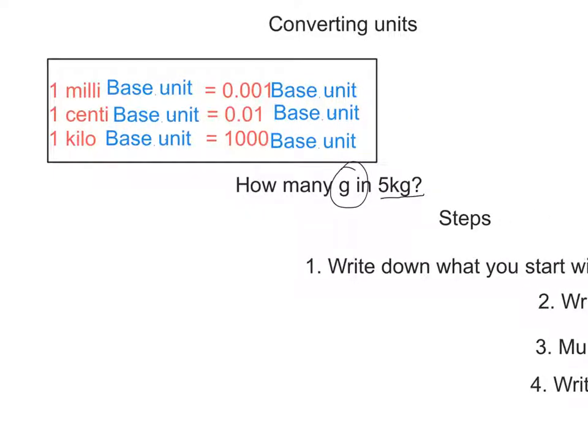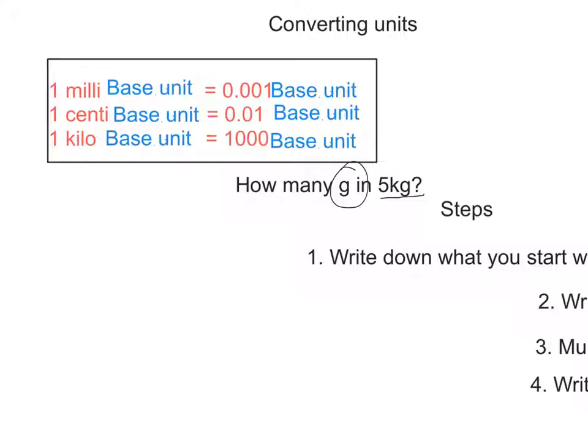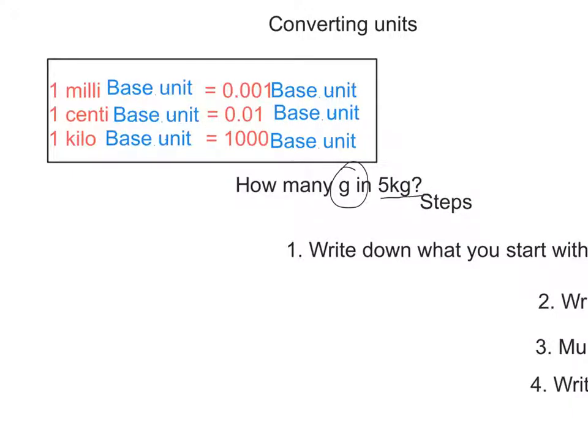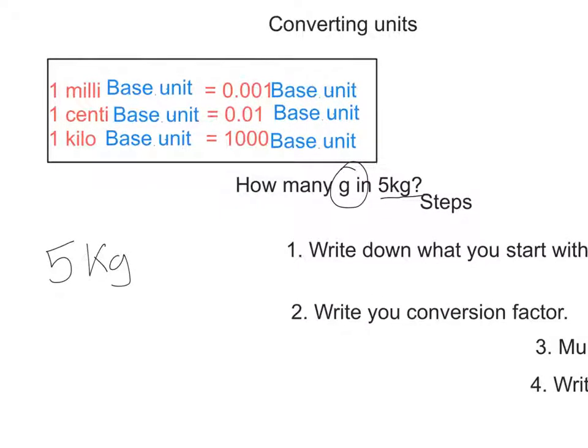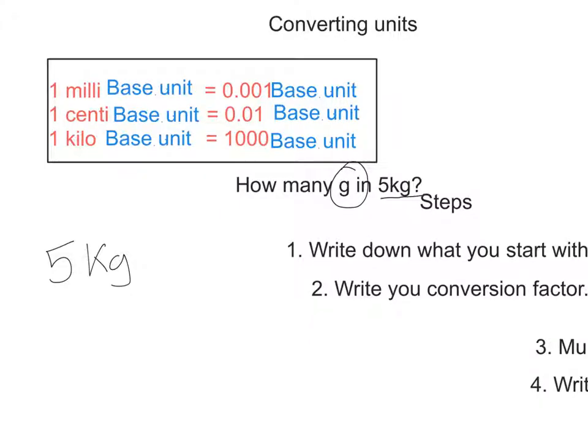Then I'm going to pull in my steps again. I'm going to write down what I start with. So I started with 5 kgs. Second step, write down your conversion factor. So I'm going to do times with my line, and I'm going to put kg on the bottom and g on the top. Okay, cancel out my kgs. Notice I haven't put any numbers yet. Now that I have my letters in the right spot, I'm going to go up here and I'm going to find which conversion factor I want.